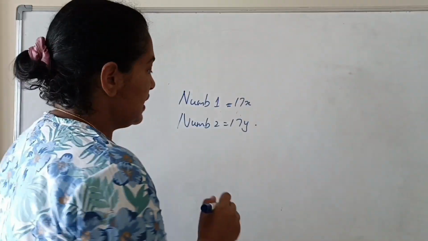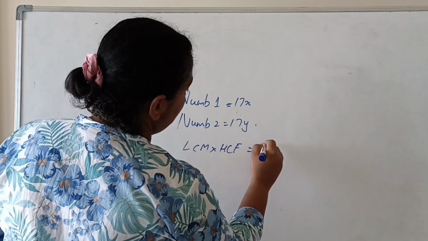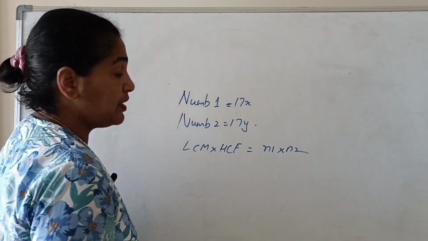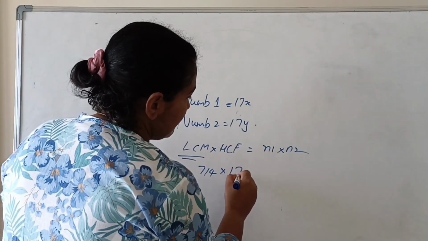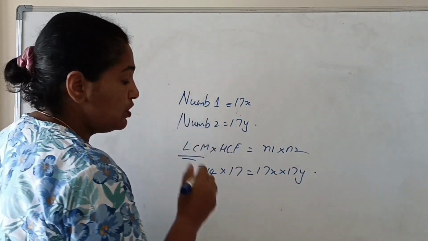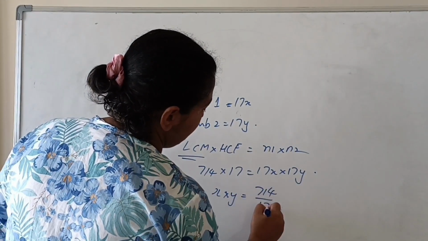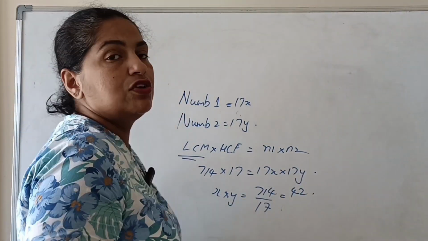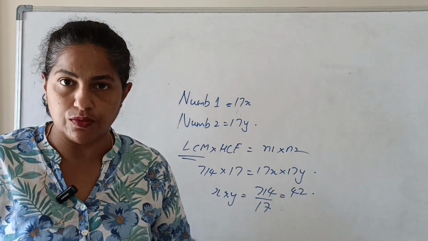Find the numbers. You know the relation LCM into HCF is equal to product of two numbers, first number into second number. Now LCM is given as 714 and the HCF is given as 17. This is equal to 17x into 17y. So what do we get? We get x into y is equal to 714 divided by 17. This is 42. Now you have got the product of two coprimes as 42.